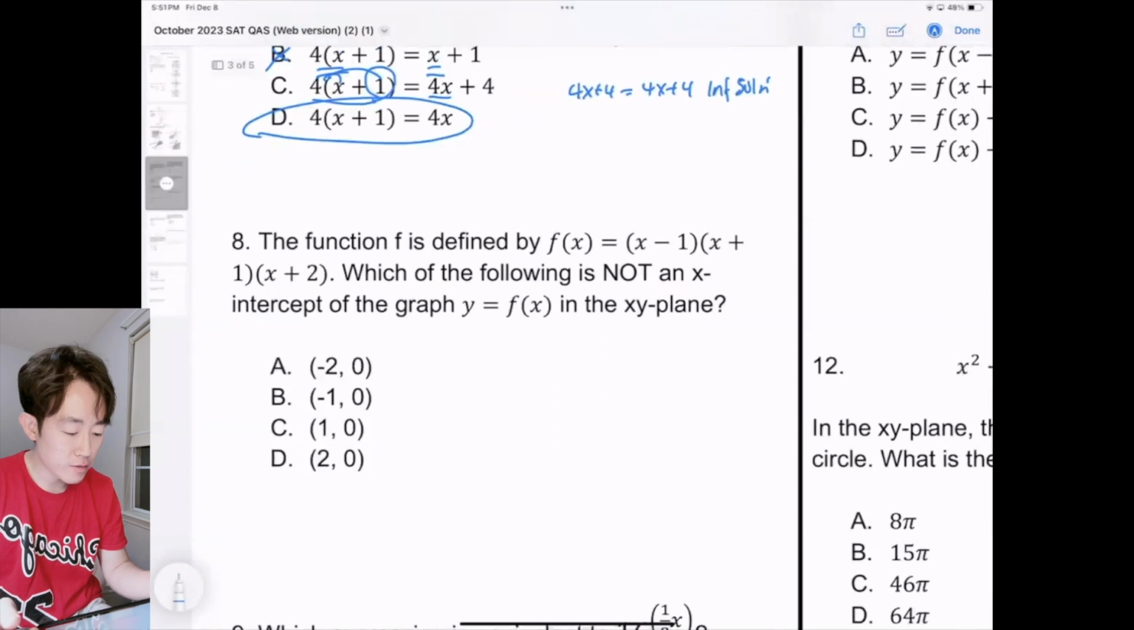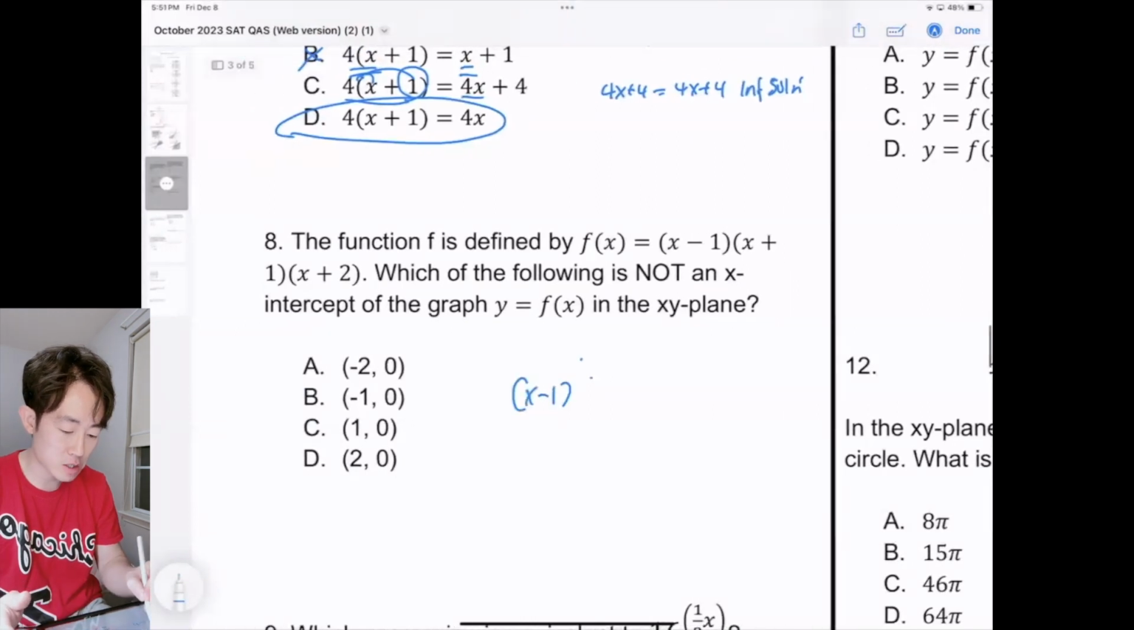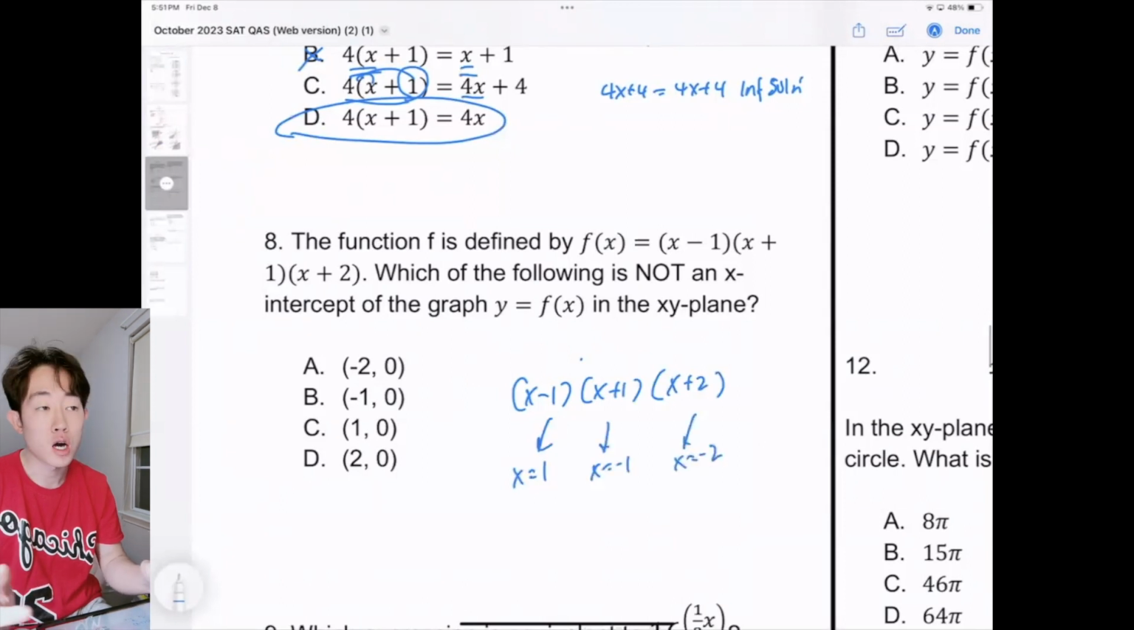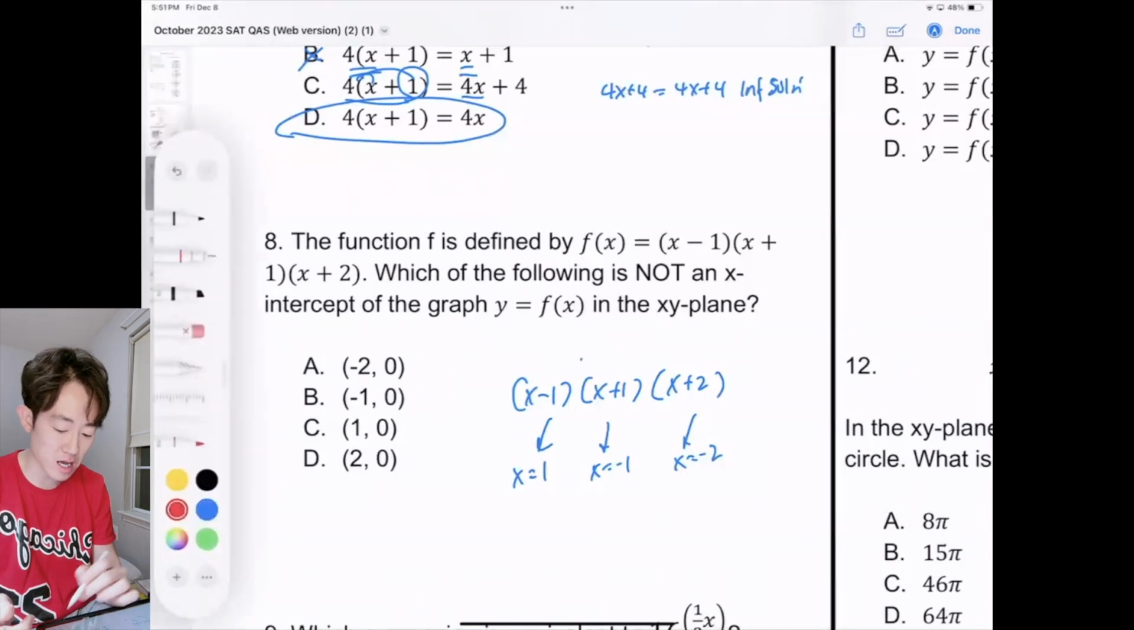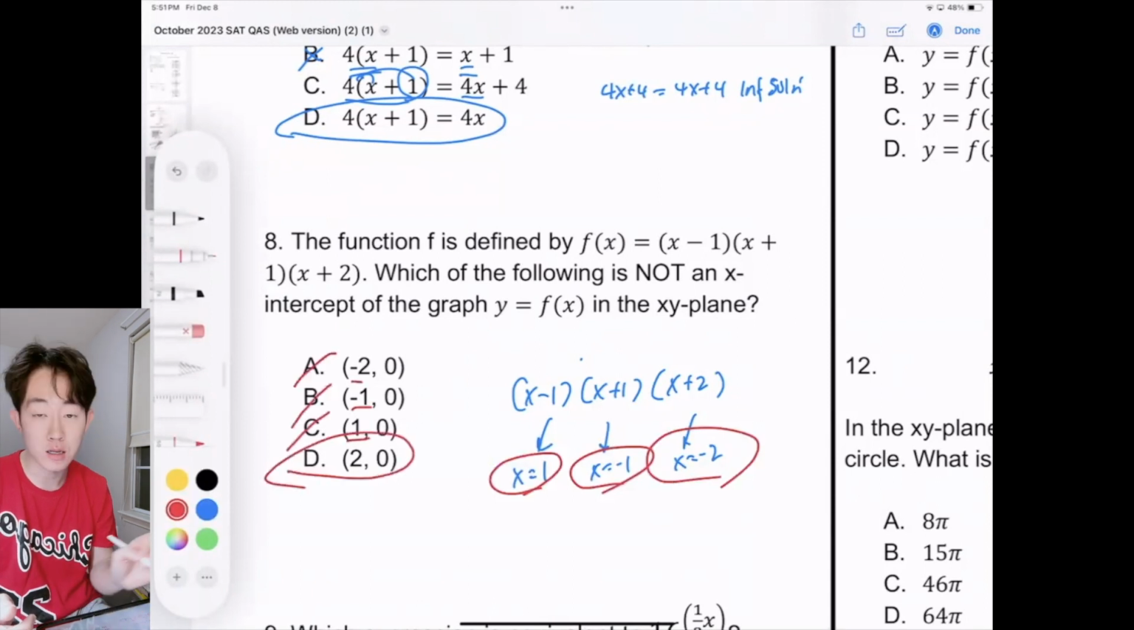Number 8, the function is defined by, okay, all that stuff. Which of the following is not an x-intercept? Okay, so what do we have here? x minus 1, x plus 1, and x plus 2. That means x equals 1, x equals negative 1, x equals negative 2. A quick way to just think about this, switch the signs, please. Switch the signs and get the x-intercepts: 1, negative 1, and negative 2. All of these are possible zeros, not D.